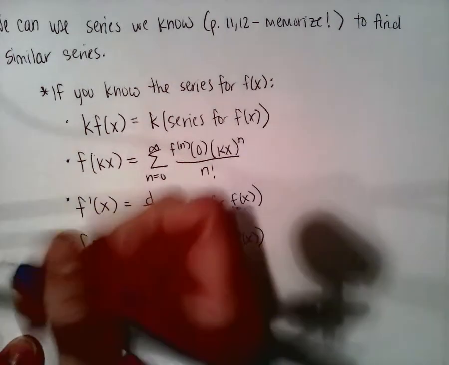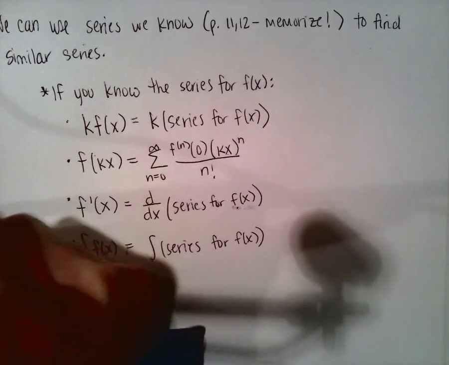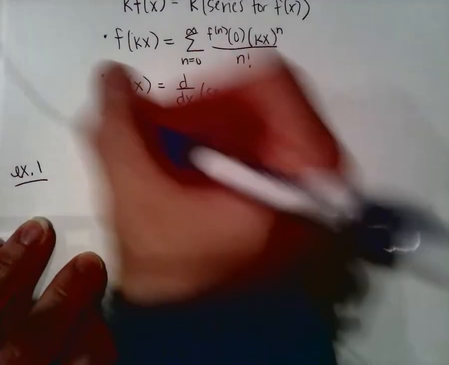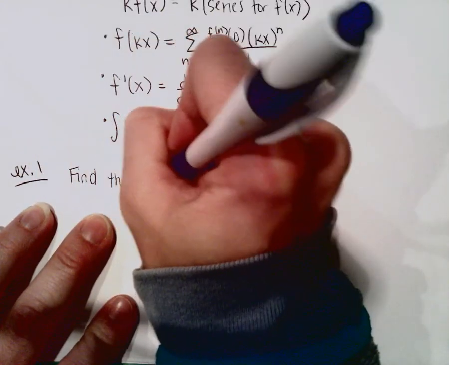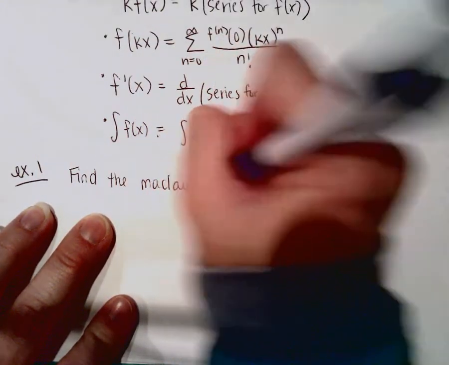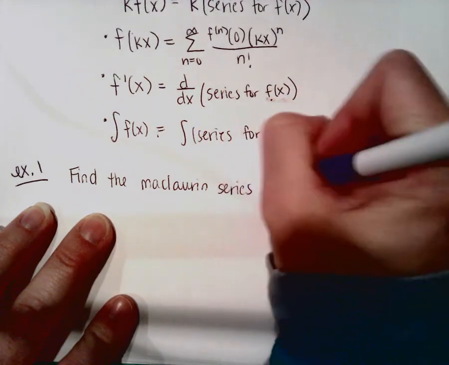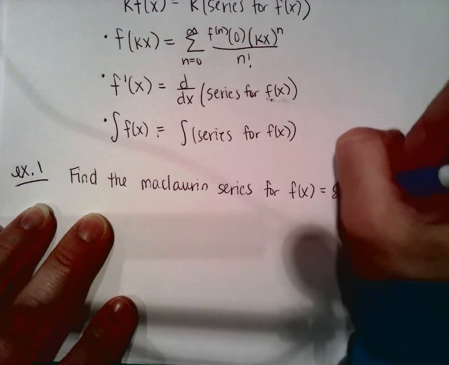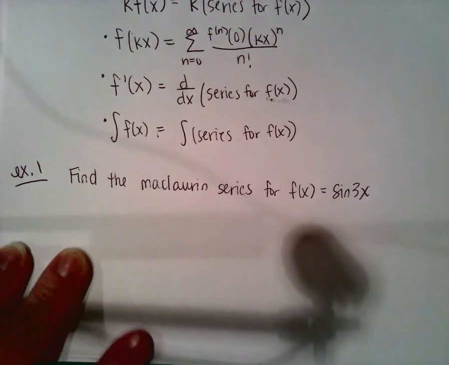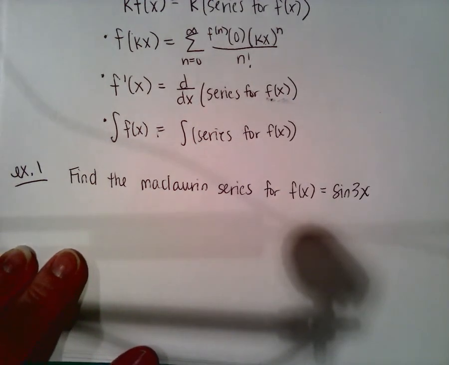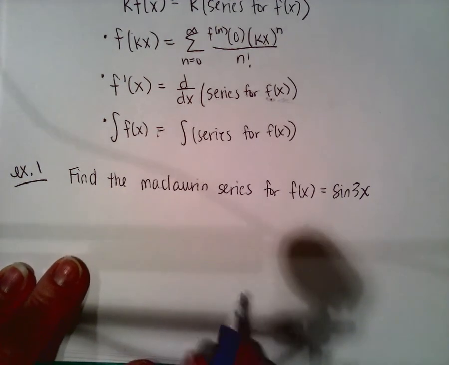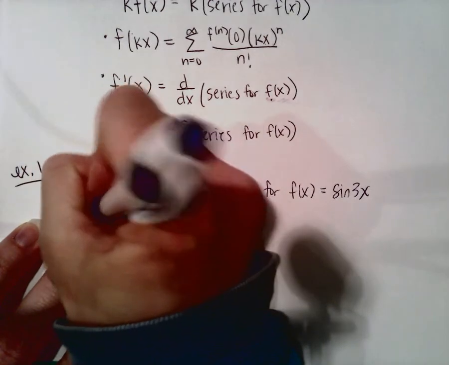So for our first example, this is example 1. Find the Maclaurin series for f of x equals the sine of 3x. Okay. So we always want to start with the series that we know. So we know the series for sine x. So I'm just going to go ahead and write that out.